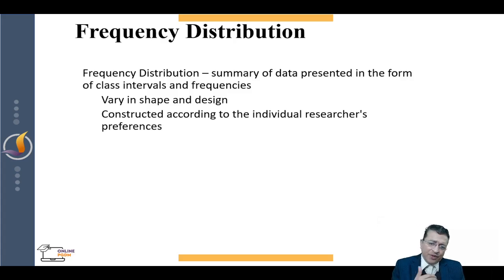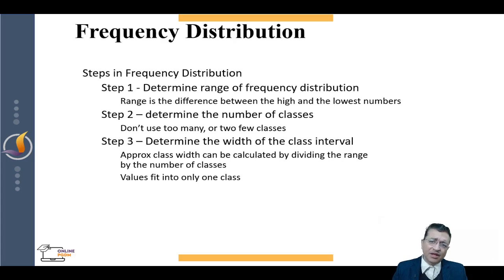Now see, we will convert this data into a frequency distribution. We will summarize this data into intervals and frequencies, and there will be different shapes and designs. It depends on what the requirement of a researcher is, what the nature of the job is, and what exactly we are expecting from that data. So shape and design will depend upon that. Now when we create a frequency distribution, there are certain steps.